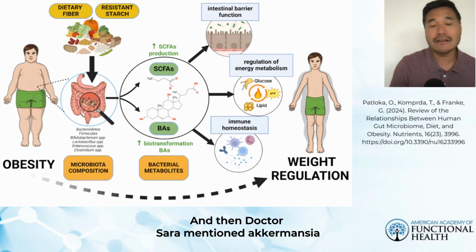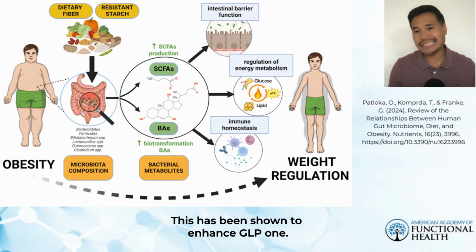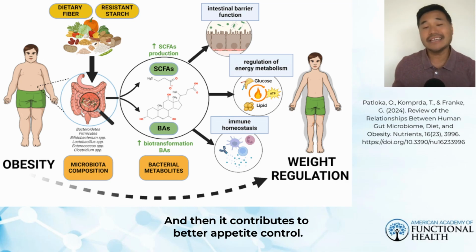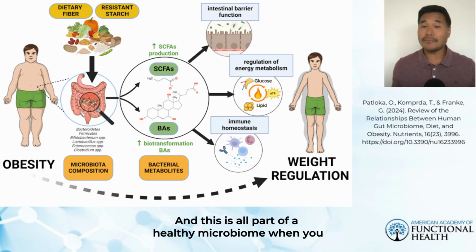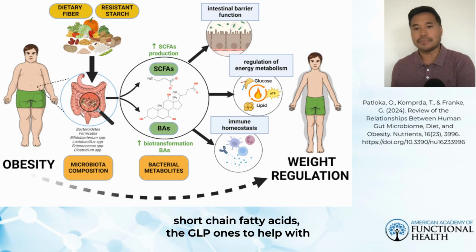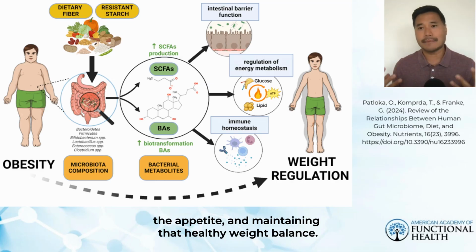And then Dr. Sarah mentioned Akkermansia. This has been shown to enhance GLP-1. It's also been shown to help improve gut barrier function, and then it contributes to better appetite control. And this is all part of a healthy microbiome. When you have a healthy microbiome, you can secrete things like short chain fatty acids, the GLP-1s, to help with the appetite and maintaining that healthy weight balance.